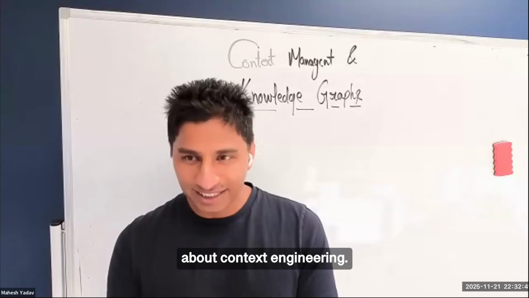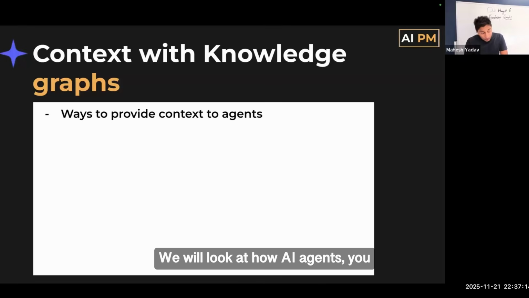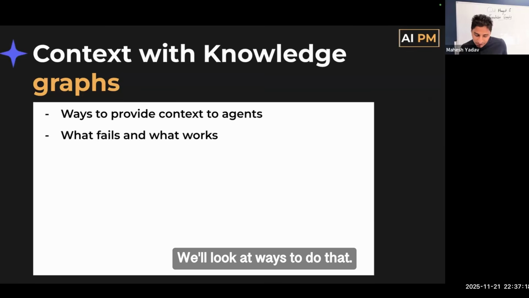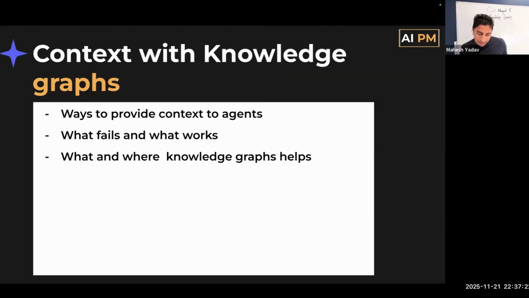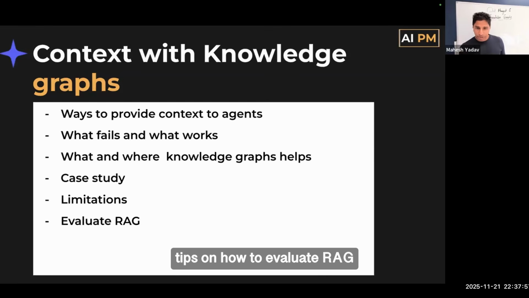We're not talking about context engineering. We're talking about how to fix context. We will look at how you can provide context to AI agents, and we'll look at ways to do that. We'll see what the failure points are and what works. We'll look at how knowledge graphs help fill the gaps where things are not working, especially in context. And then I will give you tips on how to evaluate RAG and knowledge graphs.